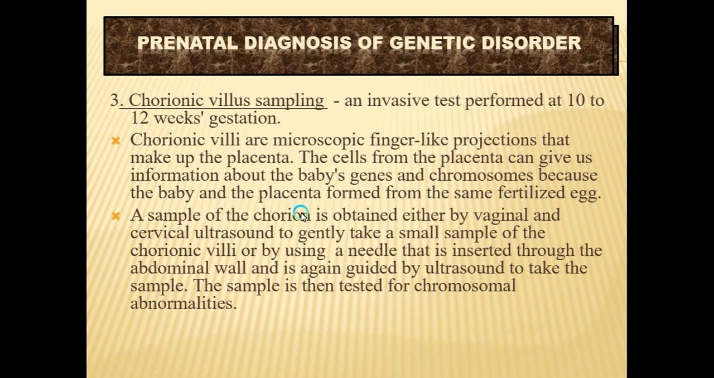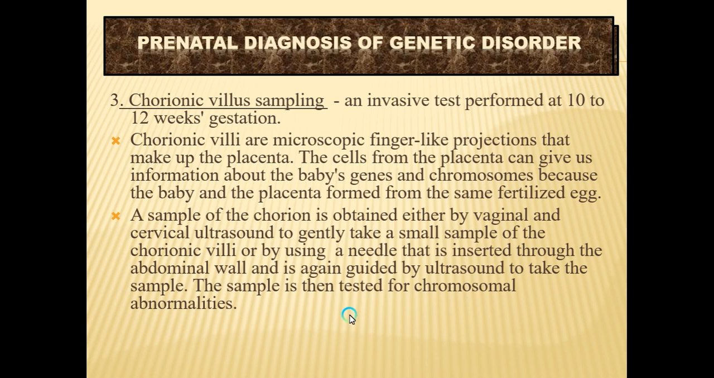So what you do is, we take a sample from the chorionic villi and then you check. These are present in the placenta. So what we do is, we have an ultrasonography, either through a cervical or a vaginal route. Then we use a needle, and based on an ultrasonographic guide through the vagina or through the cervix, we take a sample of chorionic villus sampling.